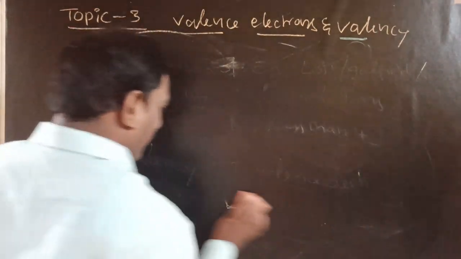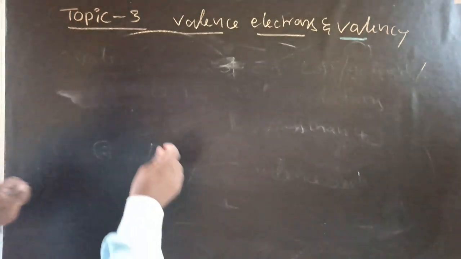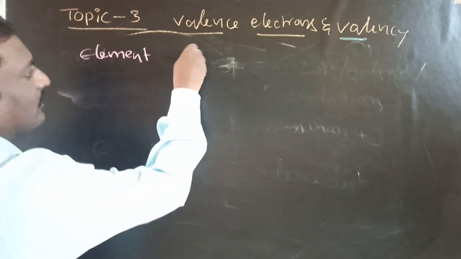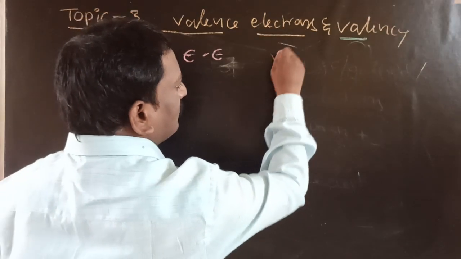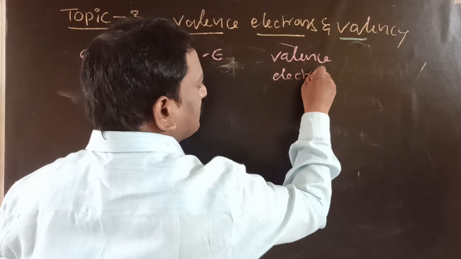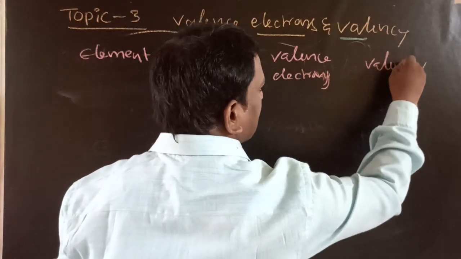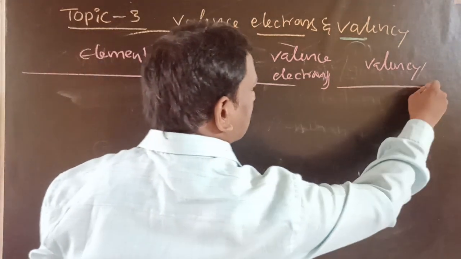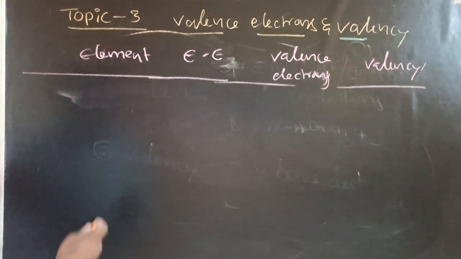Valency electrons and valency. So make a tabular form like this: element, electronic configuration, valency electrons, and valency. Please make a note like this. Make a tabular form yourself.